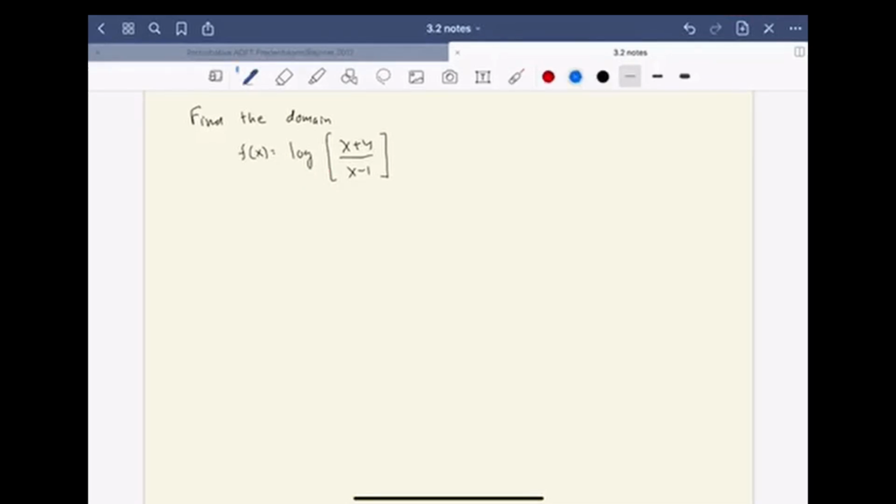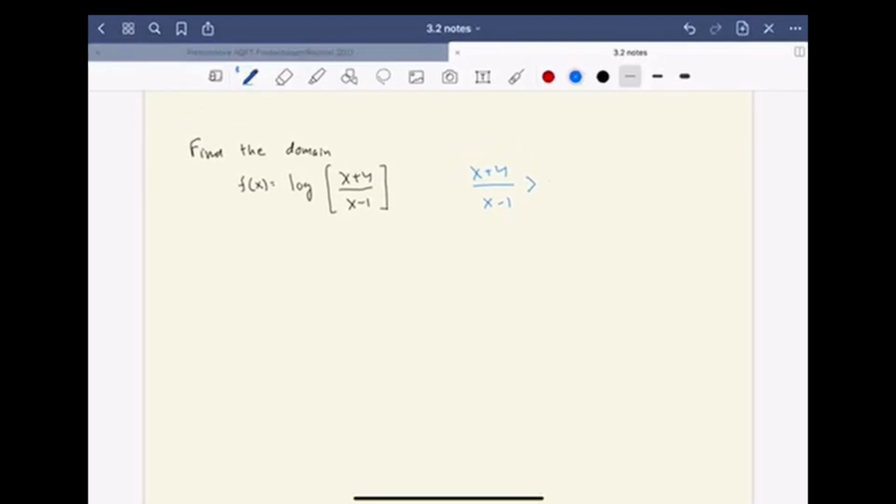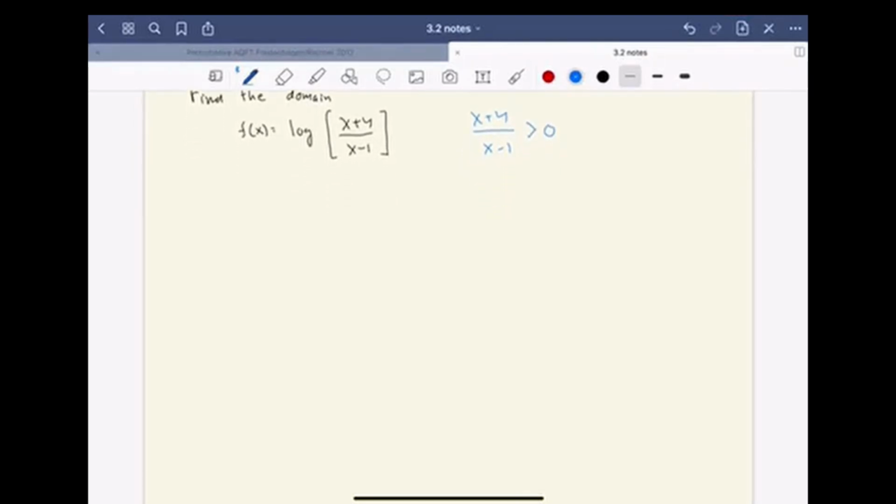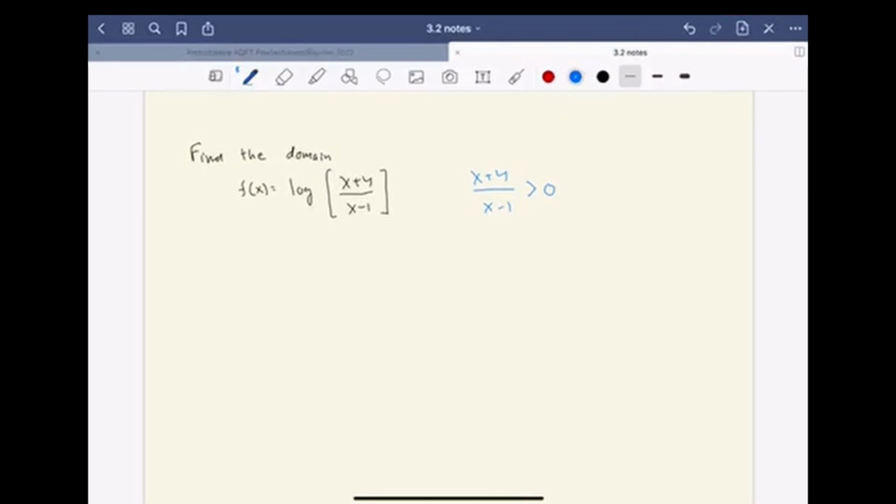So we still need our domain to be whatever's inside the logarithm needs to be strictly greater than 0. Okay, so we can just do a sign chart here: -4 and 1. -4 is what makes x plus 4 zero. 1 is what makes x minus 1 zero. Both of those slope up, so we get positive, negative, positive.